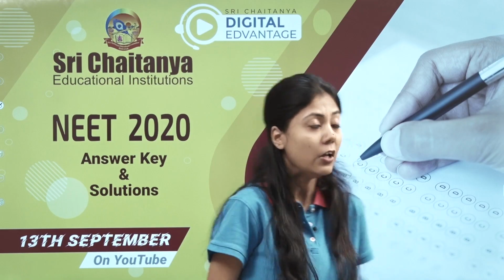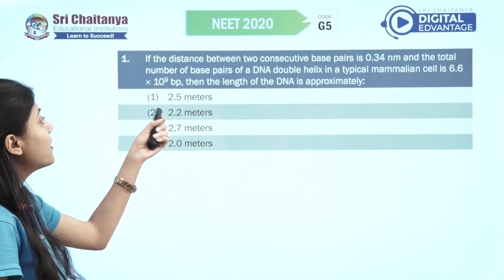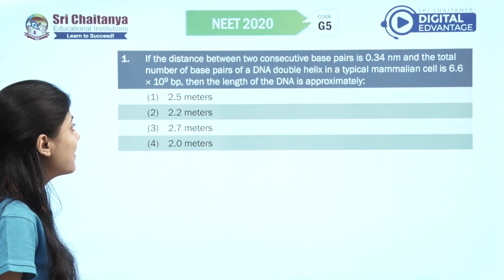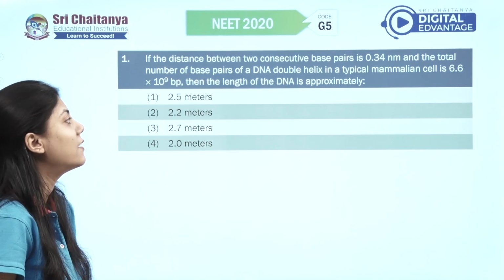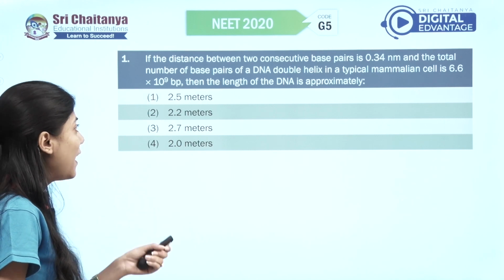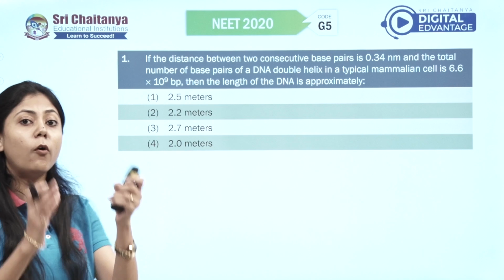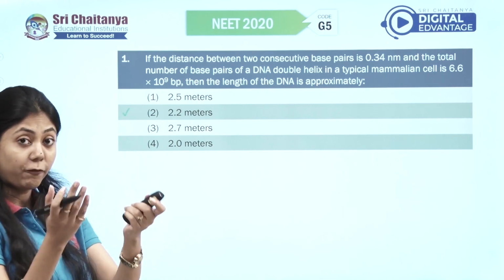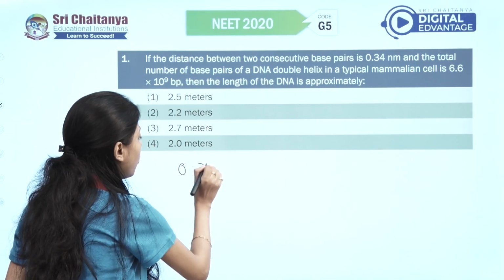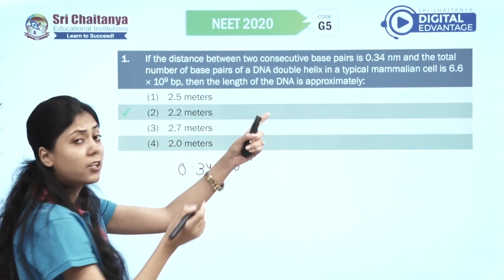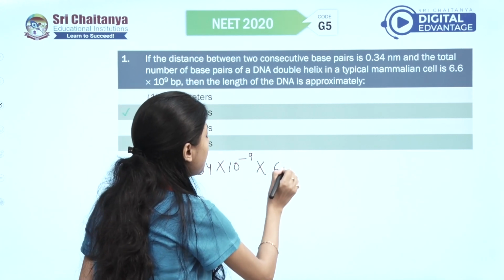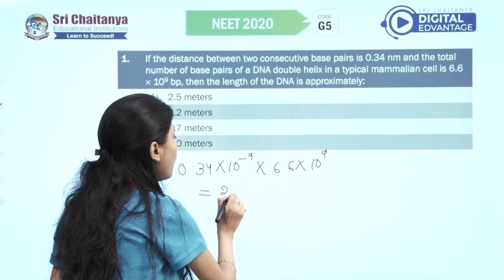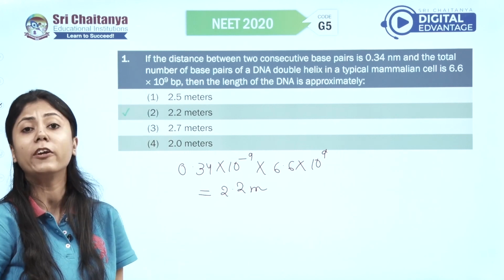So let's get started. The first question is: if the distance between two consecutive base pairs is 0.34 nanometer and the total number of base pairs of a DNA double helix in a typical mammalian cell is 6.6 into 10 to the power 9 base pairs, then the length of the DNA is approximately? You can directly get the answer from NCERT, which says 2.2 meters, but if you want the calculation, it goes like this: 0.34 into 10 to the power minus 9, converting nanometers into meters, multiplied by the number of base pairs, 6.6 into 10 to the power 9, and you get approximately 2.2 meters.